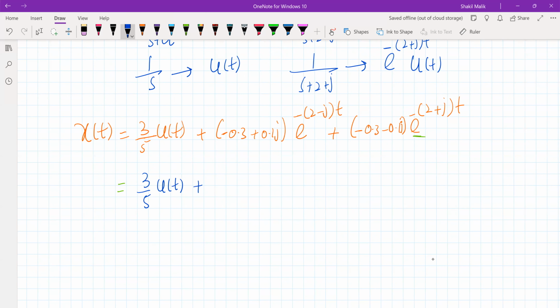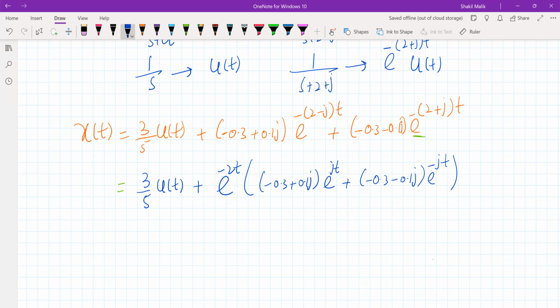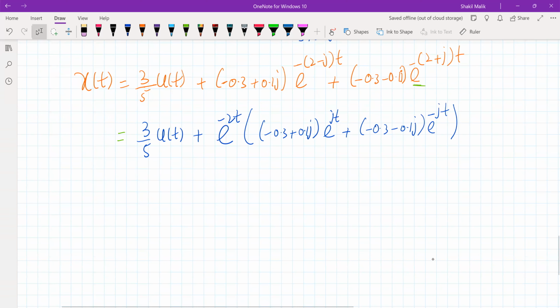Then plus, I will take e to the power of minus 2t common. So what will be left? Minus 0.3 plus 0.1 j e to the power of plus jt, right? So minus minus is plus jt, plus minus 0.3 minus 0.1 j e to the power of minus jt, because e to the power of minus 2t we took common. So we'll say 3 by 5 u of t plus e to the power of minus 2t.